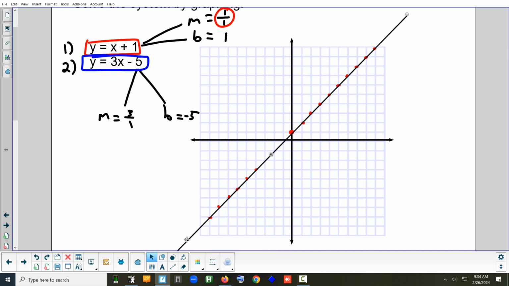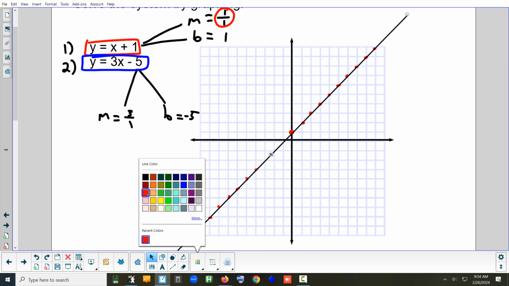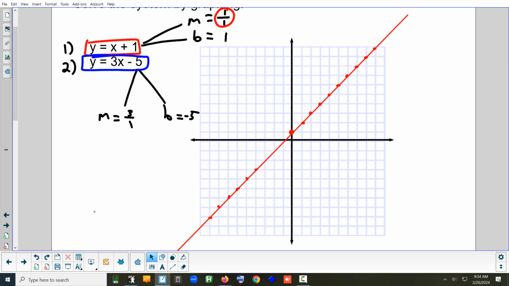-5. Yep, and I told you I was going to do this one in red, so let me just make it red. Okay, so -5. Down 1, 2, 3, 4, down 5 from the origin. And then how do I get to the next point on the line? Which way do I go? 3 up and 1 to the right. So 1, 2, 3.